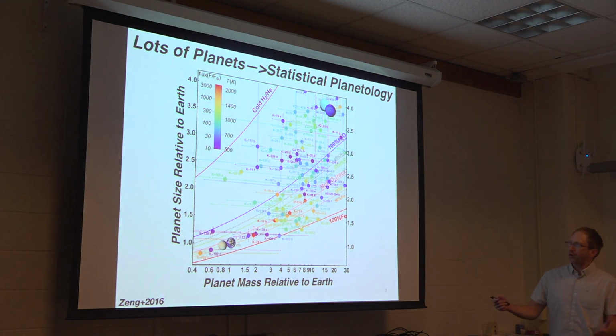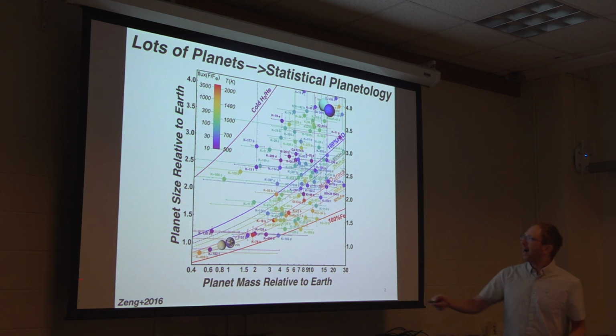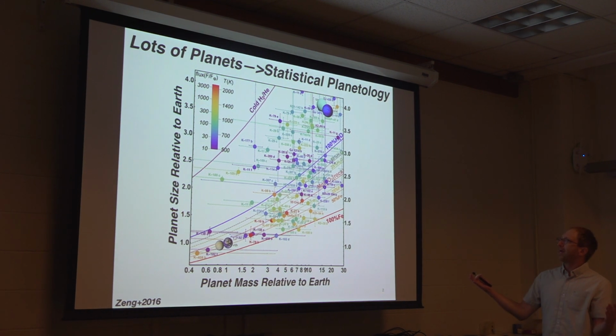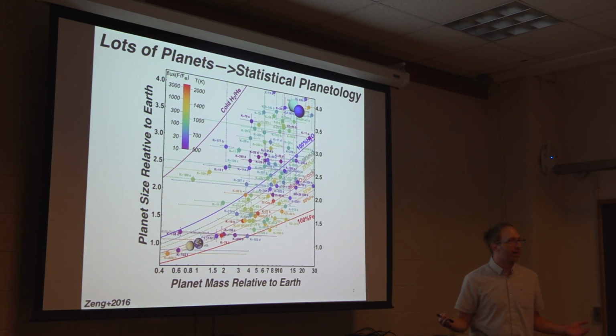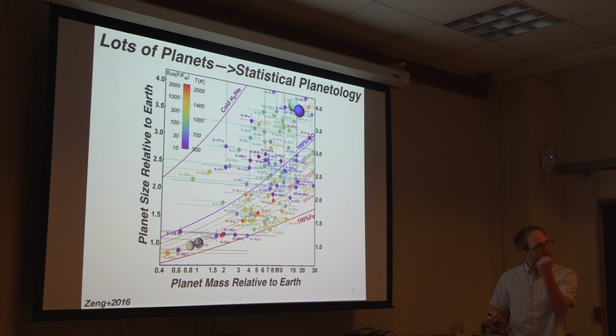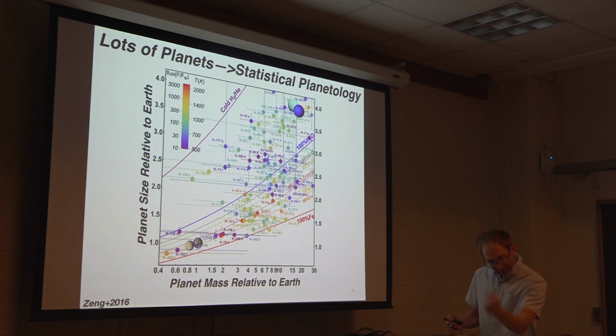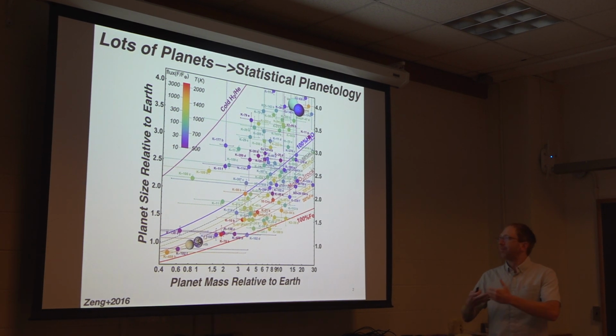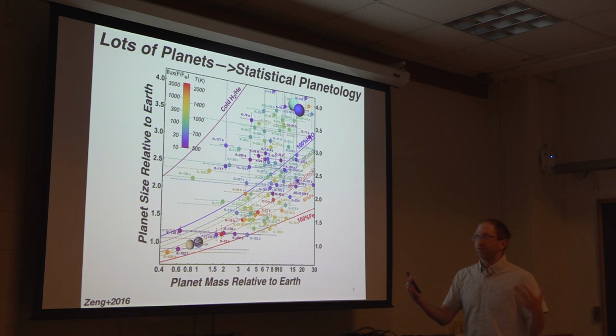So here's the obligatory plot showing there's a lot of exoplanets. And so, right, why do we want to study exoplanets? There's a lot of them. And so while we can't get a lot of information on any given individual planet, we can use the fact that there's a lot of planets to piece together the properties of planets as a whole.